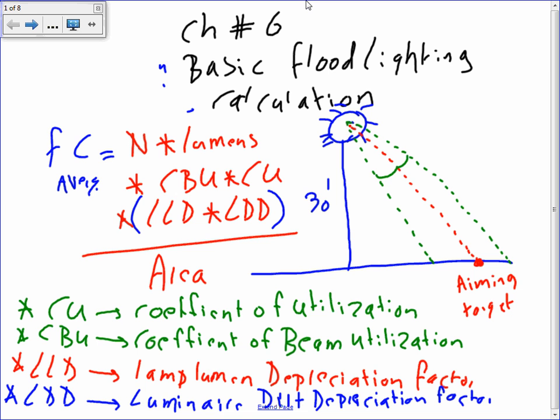Floodlights. Cool? Can you guys see that red here? This is the red. This is how the coefficient of beam utilization is adjusted. This is where we're going to shoot, and they go 10 or 20 feet, and they do the calculation for beam utilization. We'll talk about this in a second. Any comments, any questions about these factors?